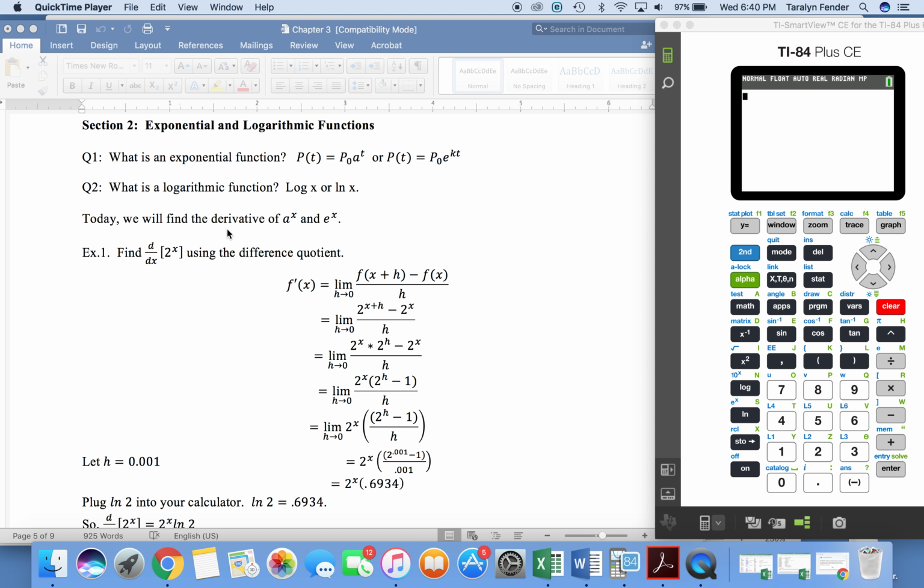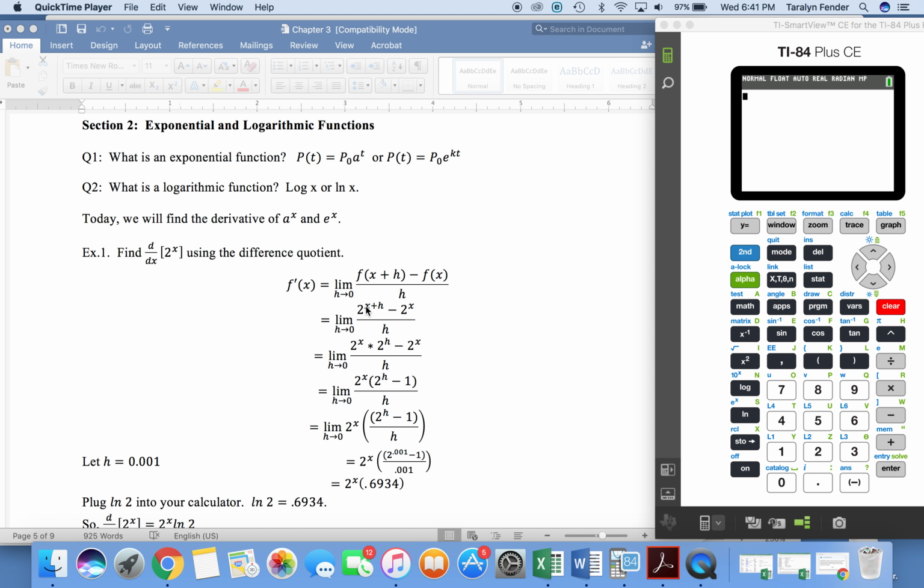So today we're going to find the derivative of both a to the x and e to the x. I'm using an example to help us, and using the difference quotient to reach a conclusion about how we find the derivative. So f prime of x is equal to the limit as h approaches 0. Now this means that our h value is going to be very small. In this case, we're going to let h equal 0.001.